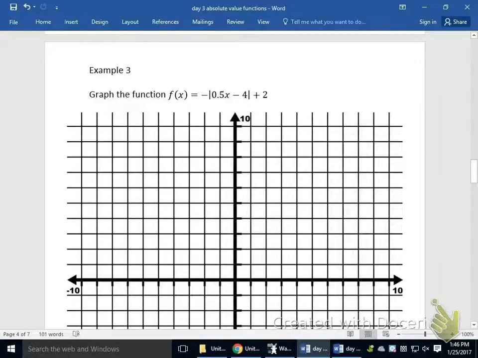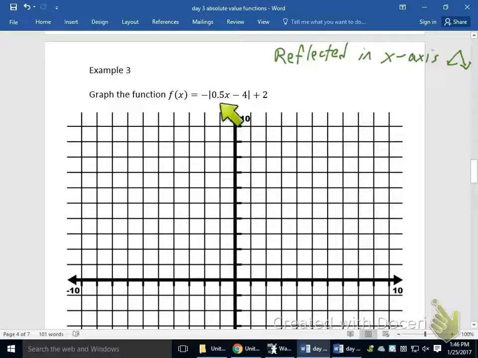All right, on this problem, I am going to use the calculator again, but just pointing out a few things first. There's a negative in front of the absolute value. This function has been negated. That tells me it has been reflected in the x-axis. So this one's going to be opening down instead of up.